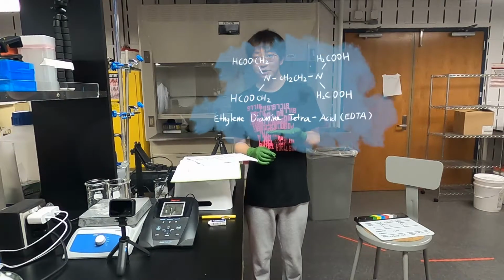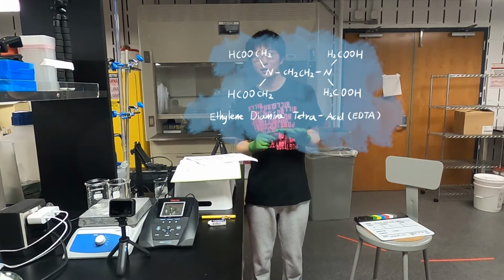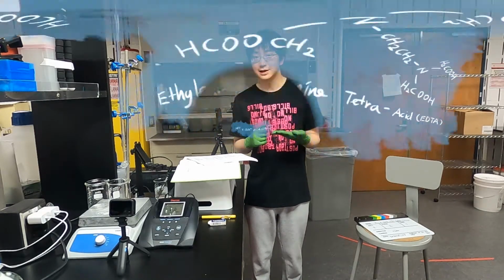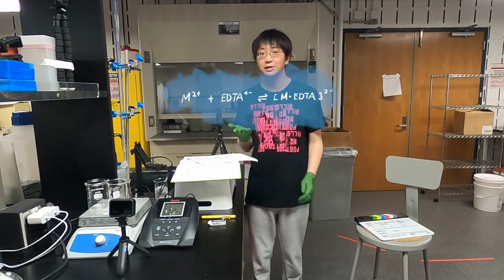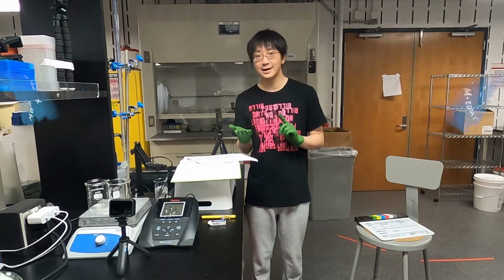Here is the chemical structure of EDTA. EDTA can form very stable complexes with calcium ion or magnesium ion and some other divalent cations that can cause hardness. And here is a chemical reaction. The M plus here refers to the divalent cation.